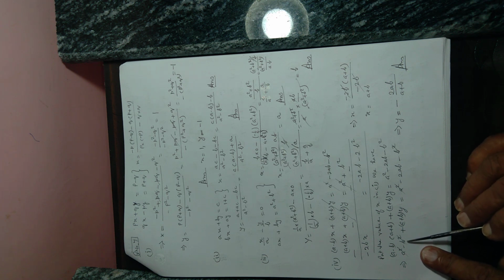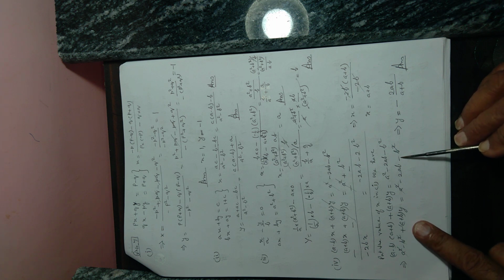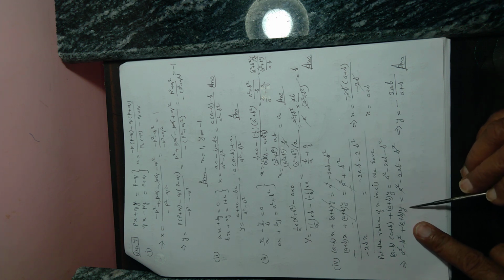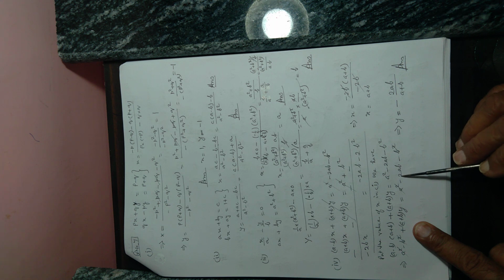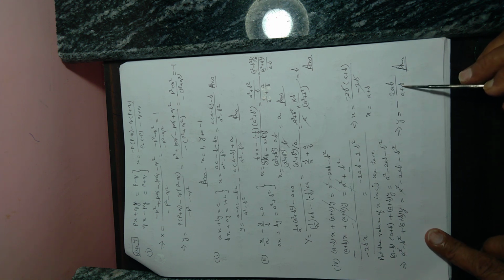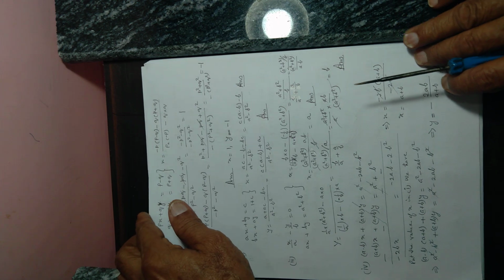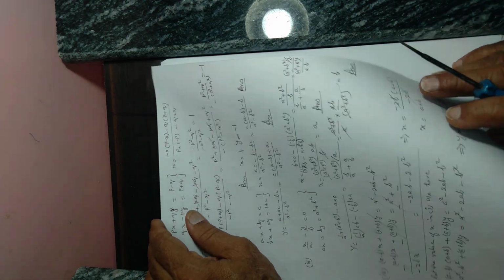Now you see here the a square here will be cancelled, minus b square on the right hand side, these two will be cancelled. So we are left with a plus b y on the right hand side, it is minus 2ab. So y will be equal to minus 2ab upon a plus b. This will be the fourth part of the question number 7.